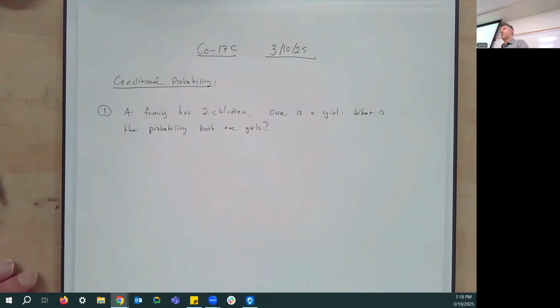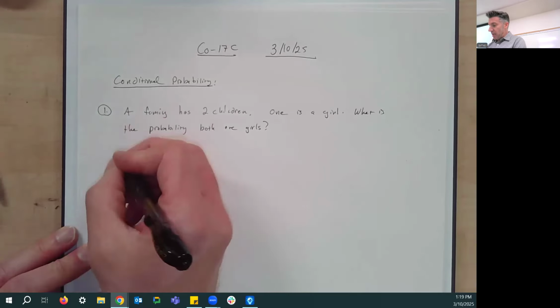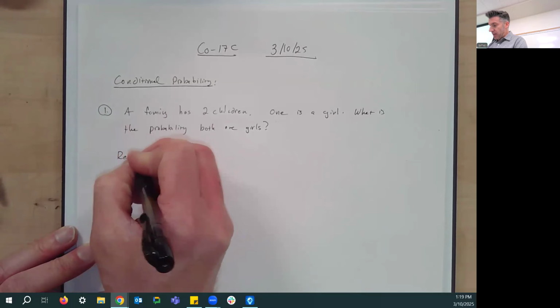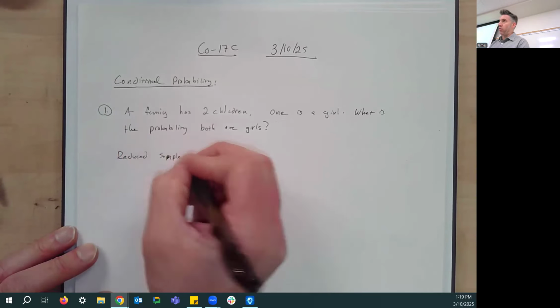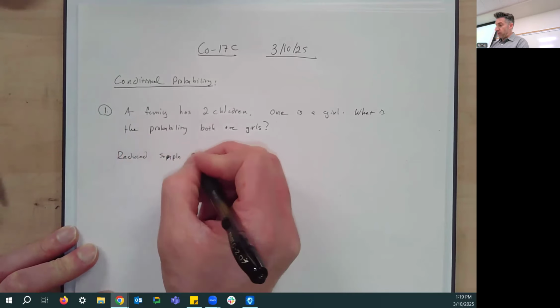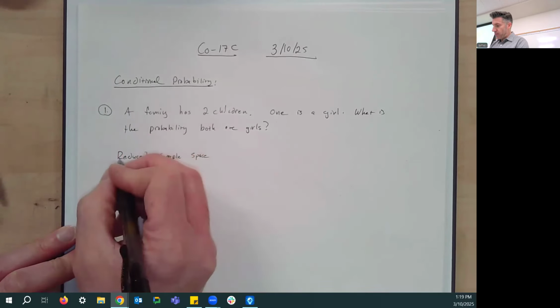It is not. This is a prime example of how conditional probability alters your mindset, your framework. So we know one of the kids is a girl. So here's what our reduced sample space is. Instead of being boy, boy, boy, girl, girl, boy, girl, girl, right? Those are the 4 possibilities you can have.